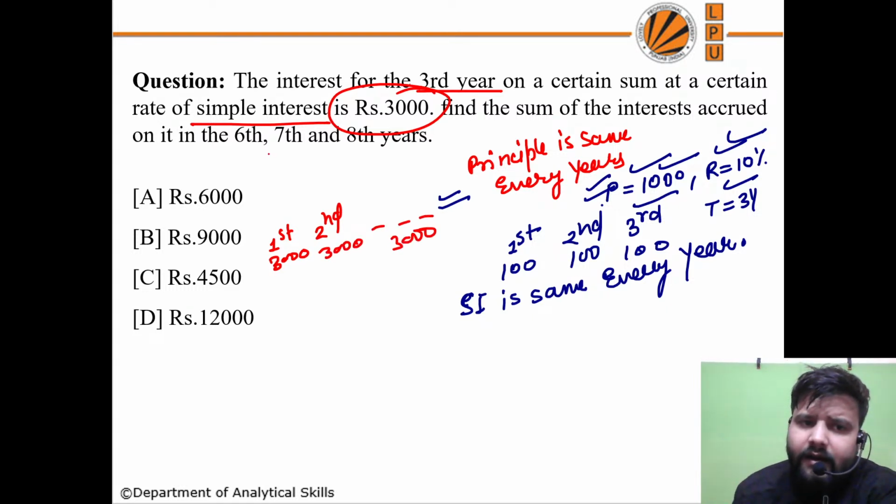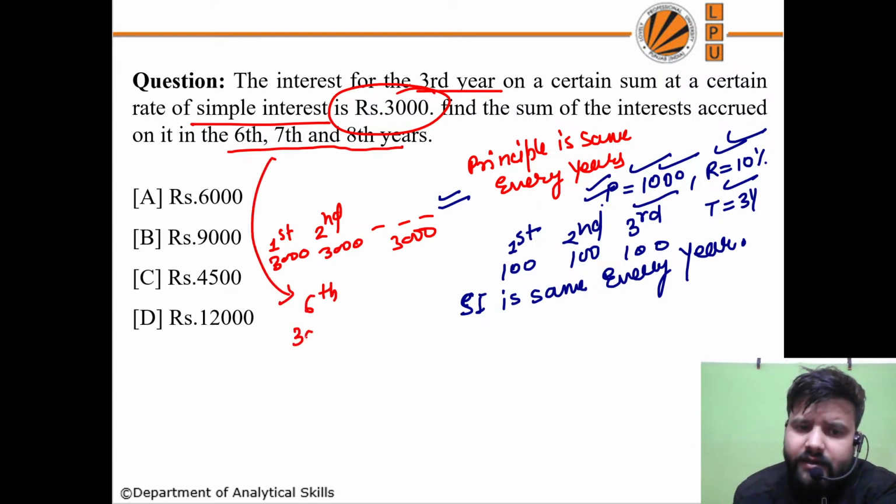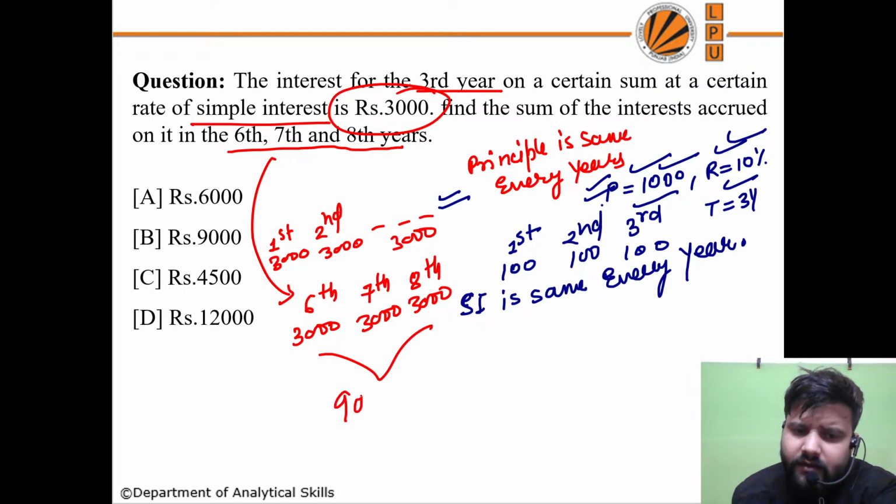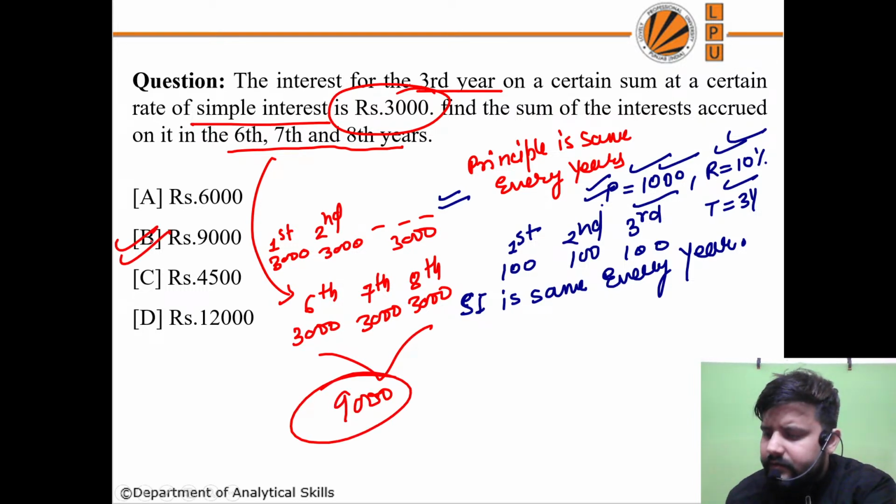Now the question is asking for the 6th, 7th and 8th year interest. The 6th year will give you interest of 3000, the 7th year also 3000, and the 8th year also 3000. So finally it will give you 9000 in these 3 years. So the answer is option B.